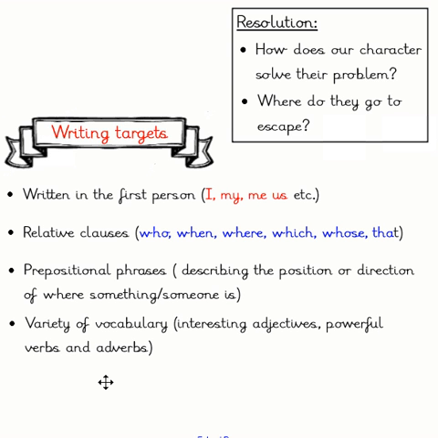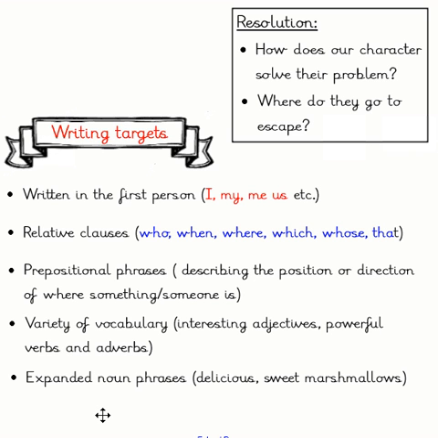I'd also like to see a variety of vocabulary in your writing, such as interesting adjectives, powerful verbs, and adverbs. I'd also like to see some expanded noun phrases. Here is an example: delicious sweet marshmallows. These two adjectives are describing the noun. And finally, spelling and punctuation. Make sure you're using a dictionary or the internet to check spellings that you're unsure of.